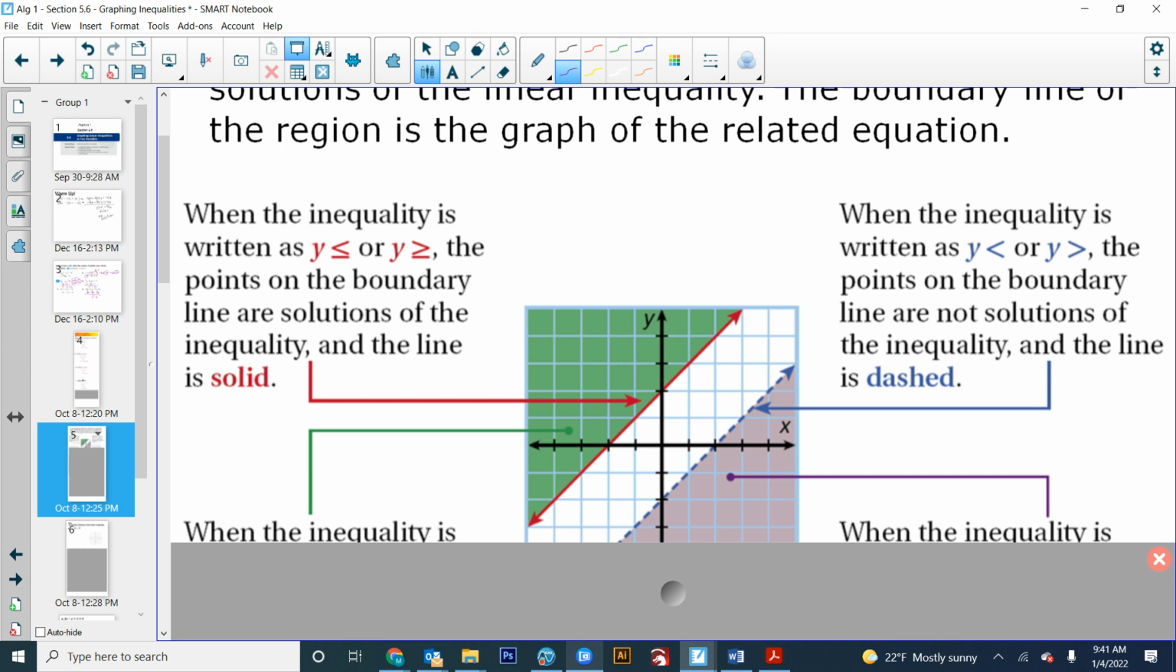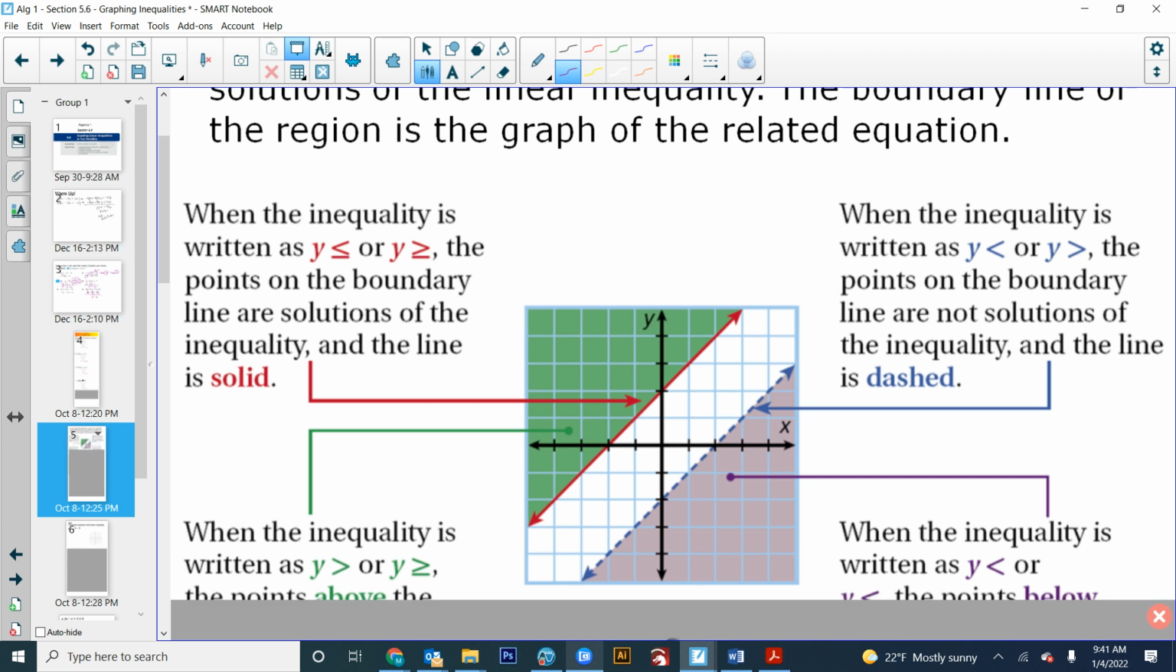It'll be easier to show you when we graph these, but let's look at what this is saying. First of all, there are 2 types of lines we're going to have: solid or dashed. If it's a solid line, it's or equal to. If it's a dotted line, there's no or equal to. It's just going to be less than or greater than.